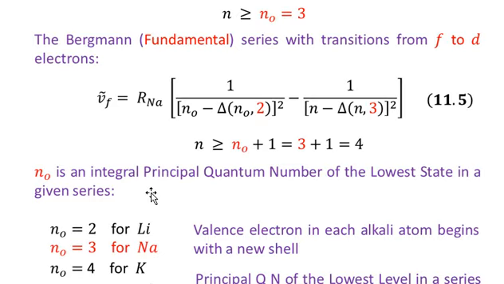So n naught is the integral principal quantum number of the lowest state in the given series, whereas n corresponds to the principal quantum number of the higher or upper states, all the F levels in this particular series. So you see that I have explained these formulas, and you know that the energies of these formulas depend not only upon the principal quantum number n, but also upon the orbital quantum number l. That's why the orbital degeneracy is lifted in the alkali metal atoms.